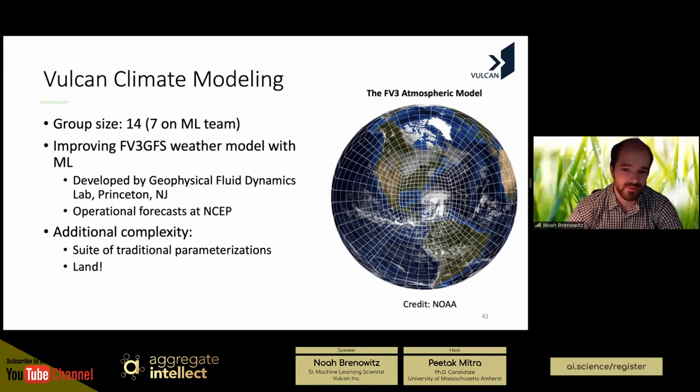This is a fully complex model. It has a complete suite of complicated and ever-changing traditional parameterizations. We're working with a research fork of this model, and it also has land. You can imagine that land is a pretty significant source of non-stationarity in a machine learning data set. Before, we had everything at the same level, no height. But how do you learn about what's going on over Mount Everest from other places? It's a unique spot on the planet. So that makes the machine learning problem a lot more challenging, and it also makes the data engineering problem more challenging too.